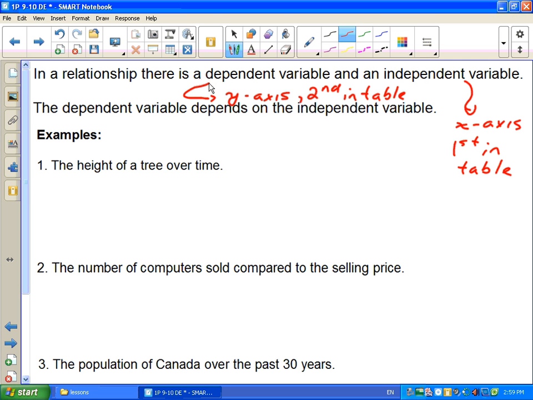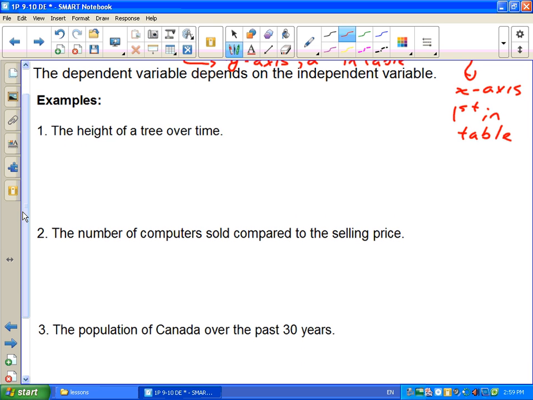So let's take a look at a couple of situations here and see if we can figure out what variables are involved and which one depends on the other one, or which one is the dependent variable and which one is the independent variable. So our first situation here is we're looking at the height of a tree over time. So our variables here are going to be height and time. That's what we're looking for a relationship between. Now, to figure out which is independent and which is dependent, what we do is we sort of ask ourselves which one depends on the other. Does the height of the tree depend on time, or does time depend on the height of the tree?